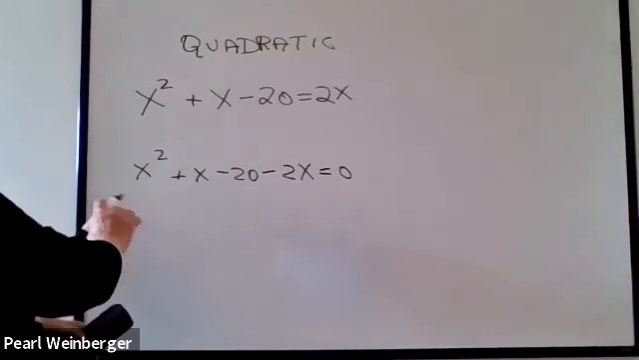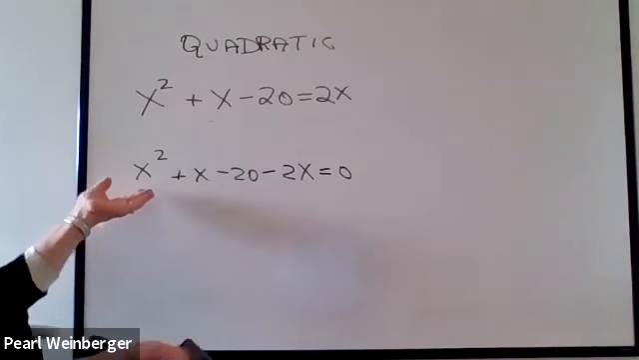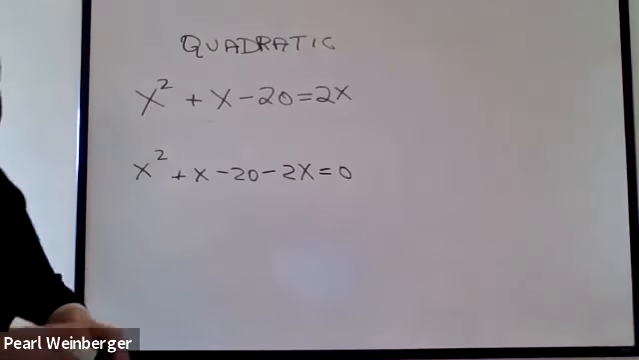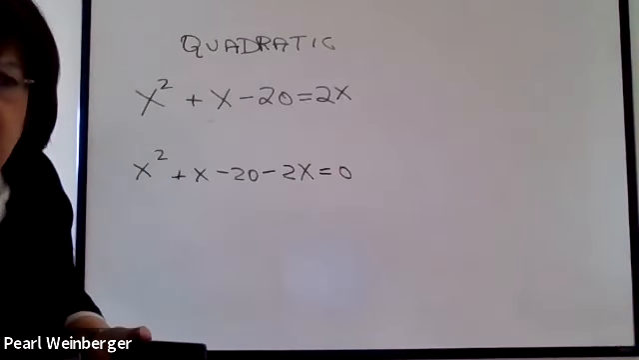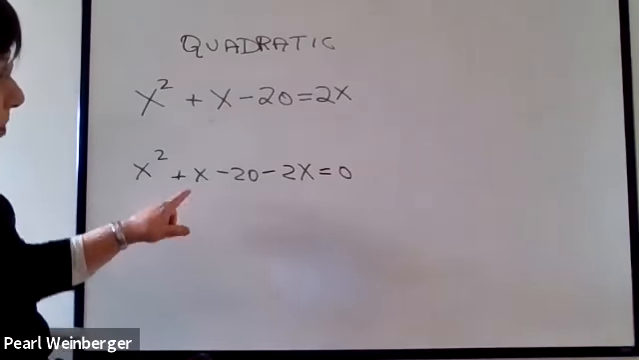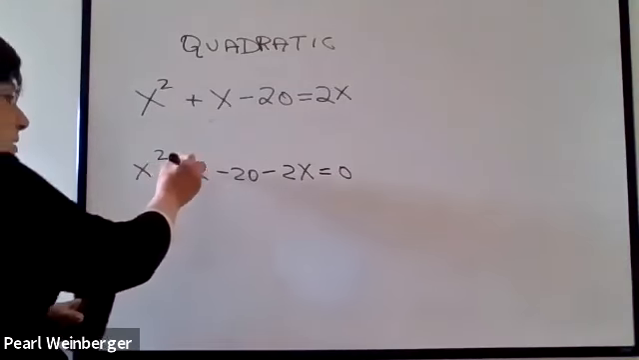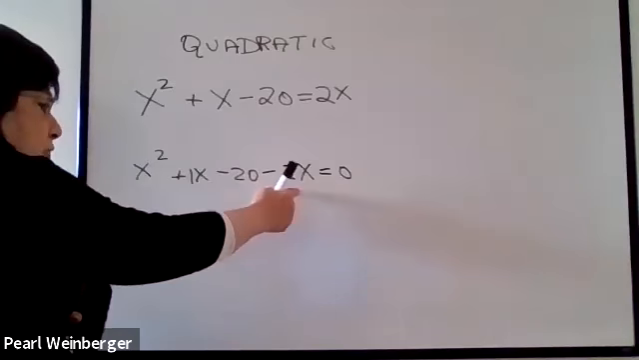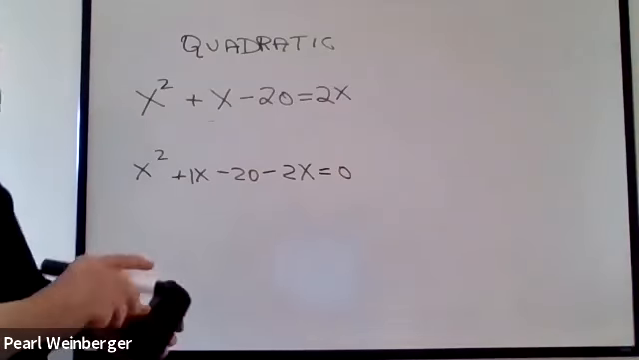Okay, and then what did you do? I used the AC method. I can't do an AC method until I have everything combined. What about this one? This is a 1x, and this is a negative 2x. Don't we have to get those together first? Oh, yes, I didn't do that part.